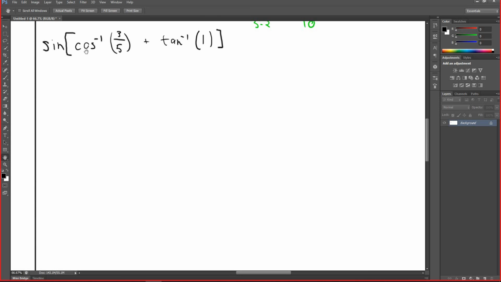Does anyone recall the identity? I'm going to quickly label these as A and B. Here's my A, here's my B. So this is really just sine of A plus B. Does anyone recall the identity for the sine sum? Sine A cosine B, yep.